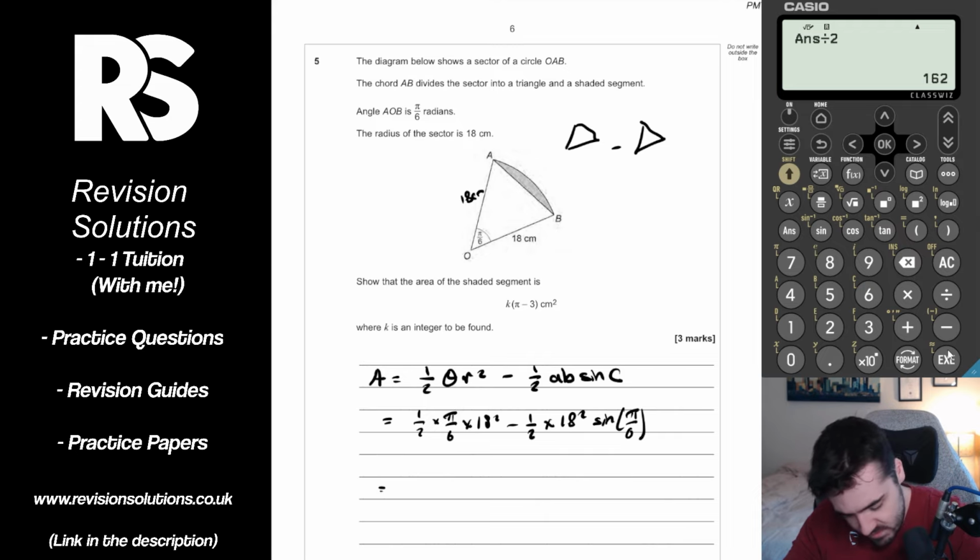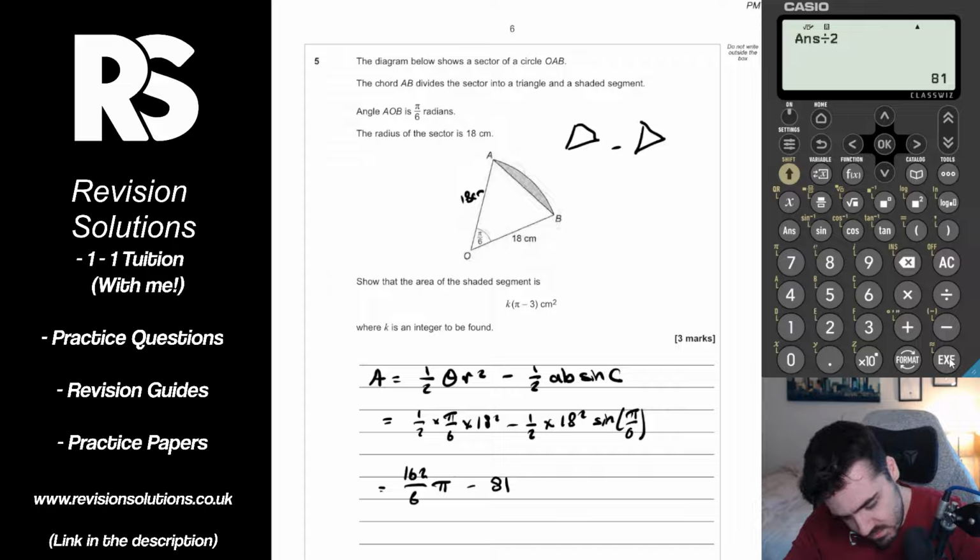So we've got 18 squared, then we've got another 6 there, so it'll be 162 over 6 pi in the first term. And the second term is just going to be minus 162. Sine pi on 6, though, is a half. So divide that by another 2, we'd get 81. So minus 81. And then they want us to write it in this form. So we need a factor of pi minus 3.